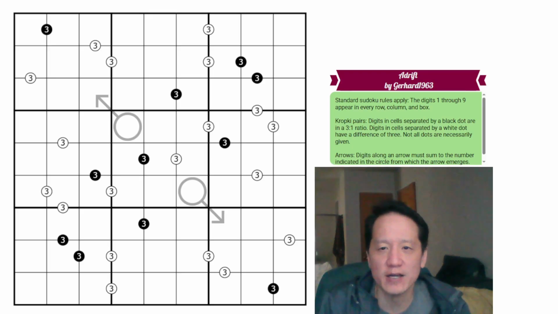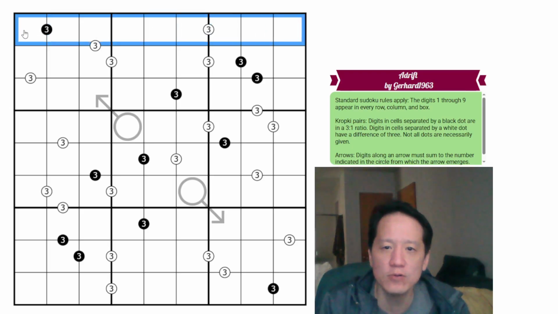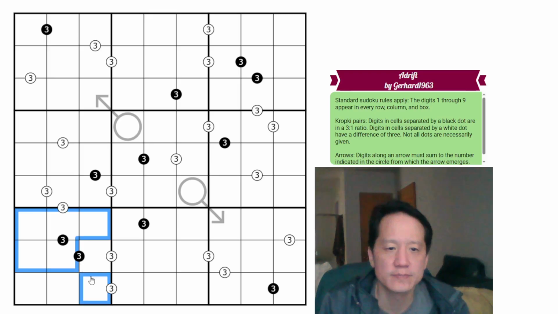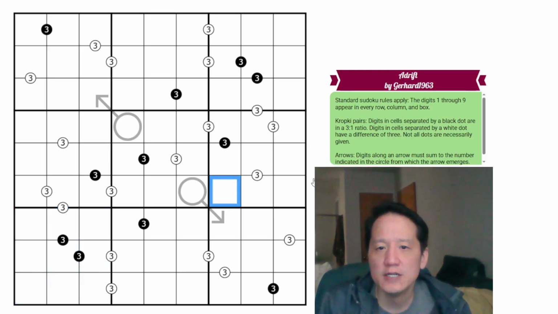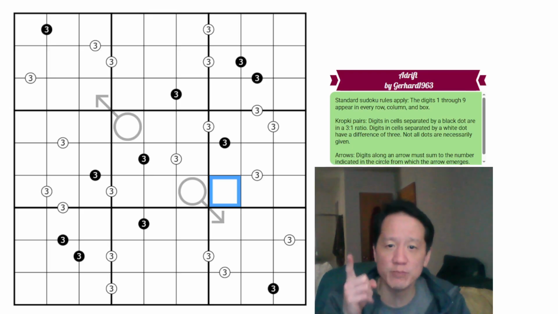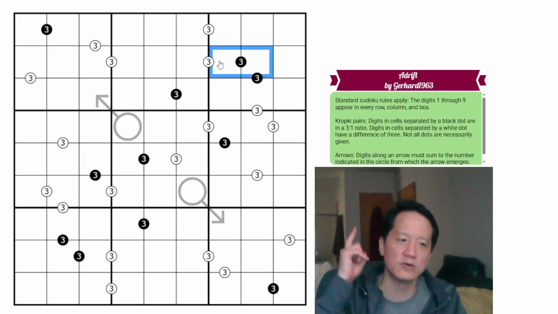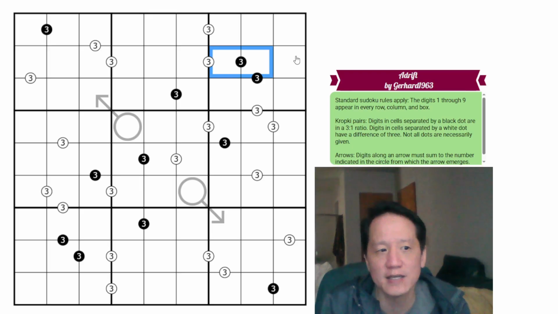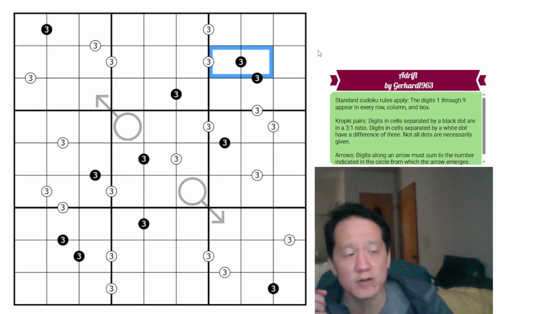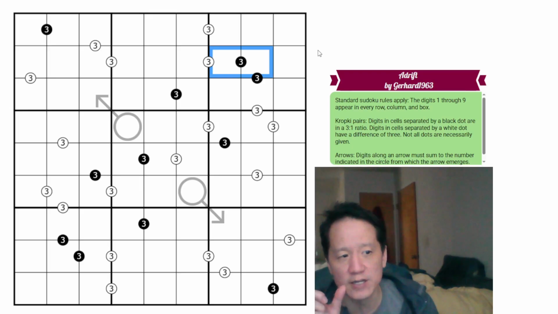Standard Sudoku rules apply. The digits 1 through 9 appear in every row, column, and box. Cropkey pairs: digits in cells separated by a black dot are in a 3 to 1 ratio. So this is not your typical cropkey pair, cropkey dot, right? They're specifically marked as 3 so that you can remember this is not a typical black cropkey dot. It has to have a 1 to 3 ratio between the two digits separated by a black cropkey dot. Digits in cells separated by a white dot have a difference of 3. Similarly here, the white cropkey dot has to have a difference of 3 instead of 1.